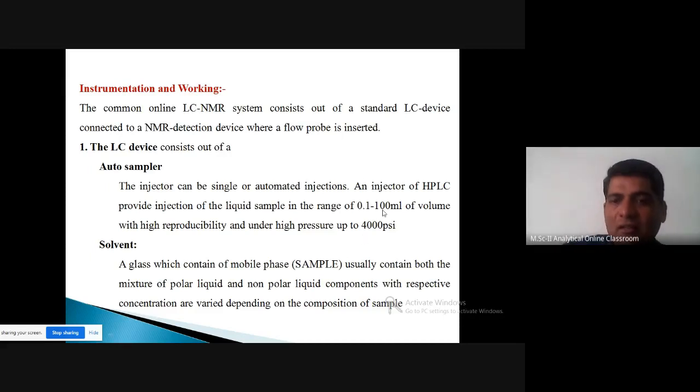The amount of sample you are going to inject in the system is 0.1 to 100 ml volume. Okay. And pressure you have to maintain about 4000 psi. Then solvent. So you have to talk about the solvent. Which type of solvent you are going to use? That's the point. So always remember in HPLC, you are going to use both polar and non-polar liquid components.